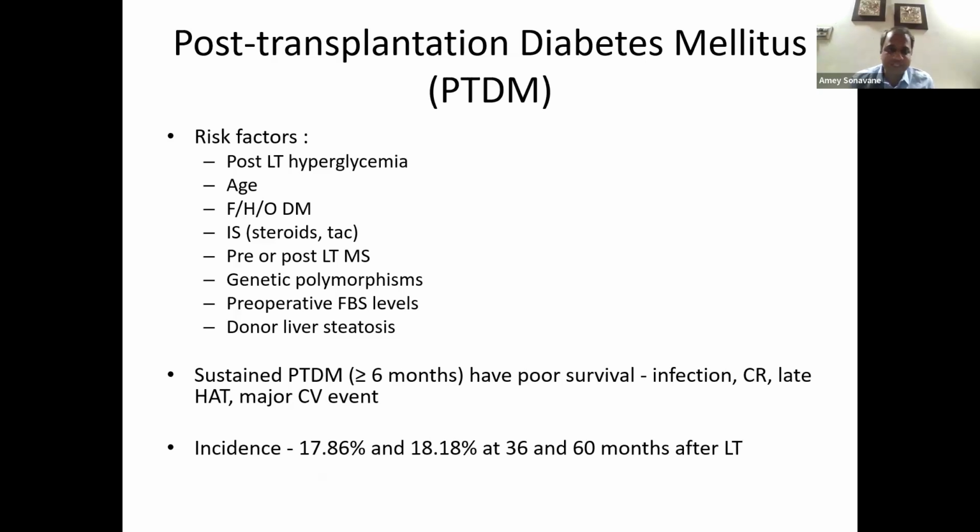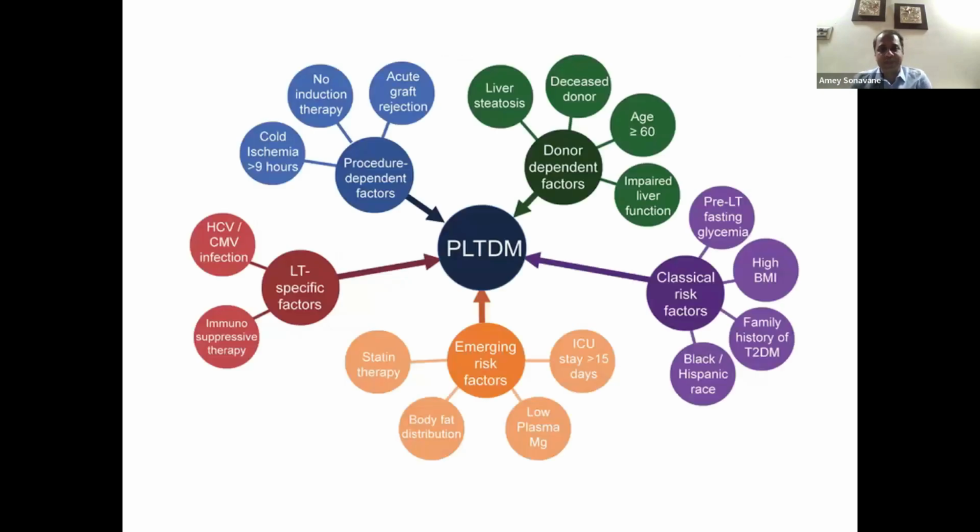develops diabetes post-transplant. If patients develop diabetes and if the sugars are uncontrolled, we have seen that these patients have poor survival. Why? It's because they have increased risk of developing infections, more chances of getting late HATs, that is hepatic artery thrombosis, higher chance of developing cardiovascular events, as well as chronic rejections. The incidence of post-transplant diabetes is around 17 to 18% for 3 to 4 years post-transplant.